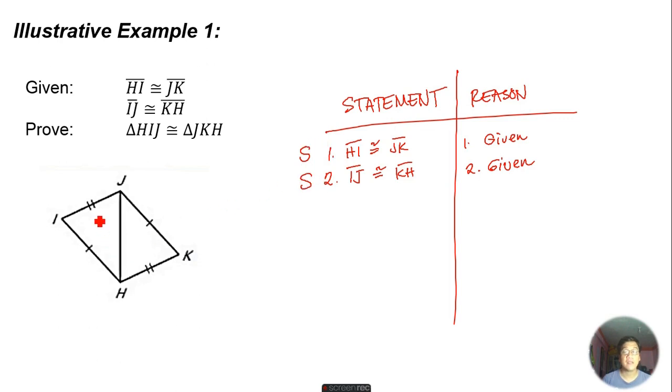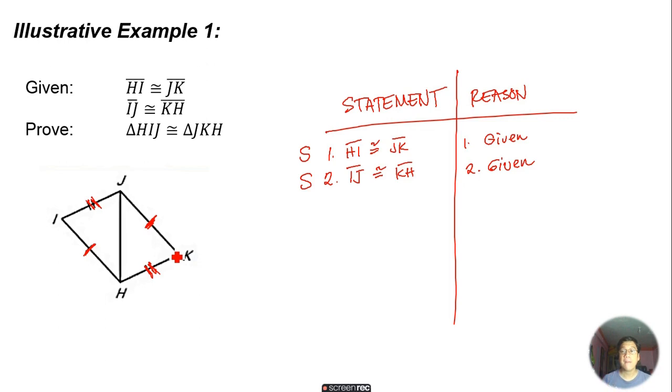Now, we are already guided by the illustration because of the tick marks. If there are no tick marks in the illustration, then you write the tick marks yourself. So, HI is congruent to JK, that's it. And IJ is congruent to KH. There it goes.